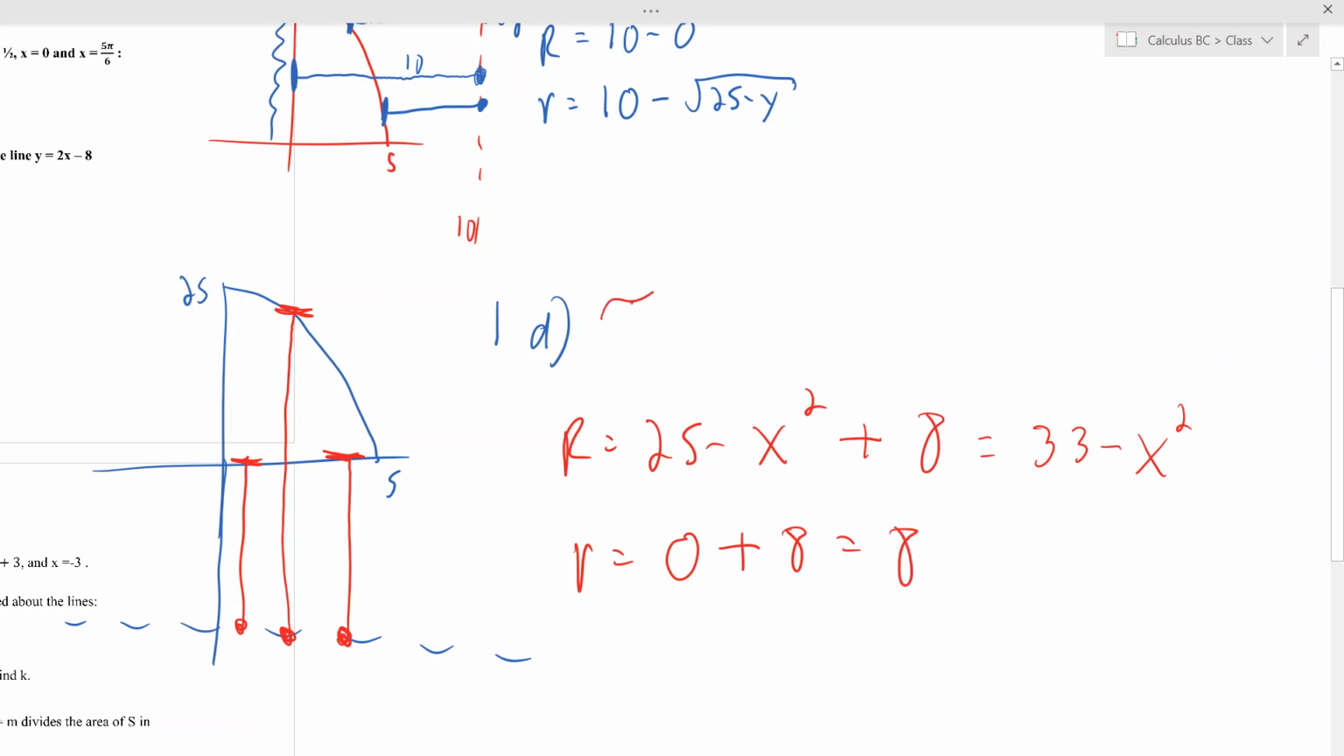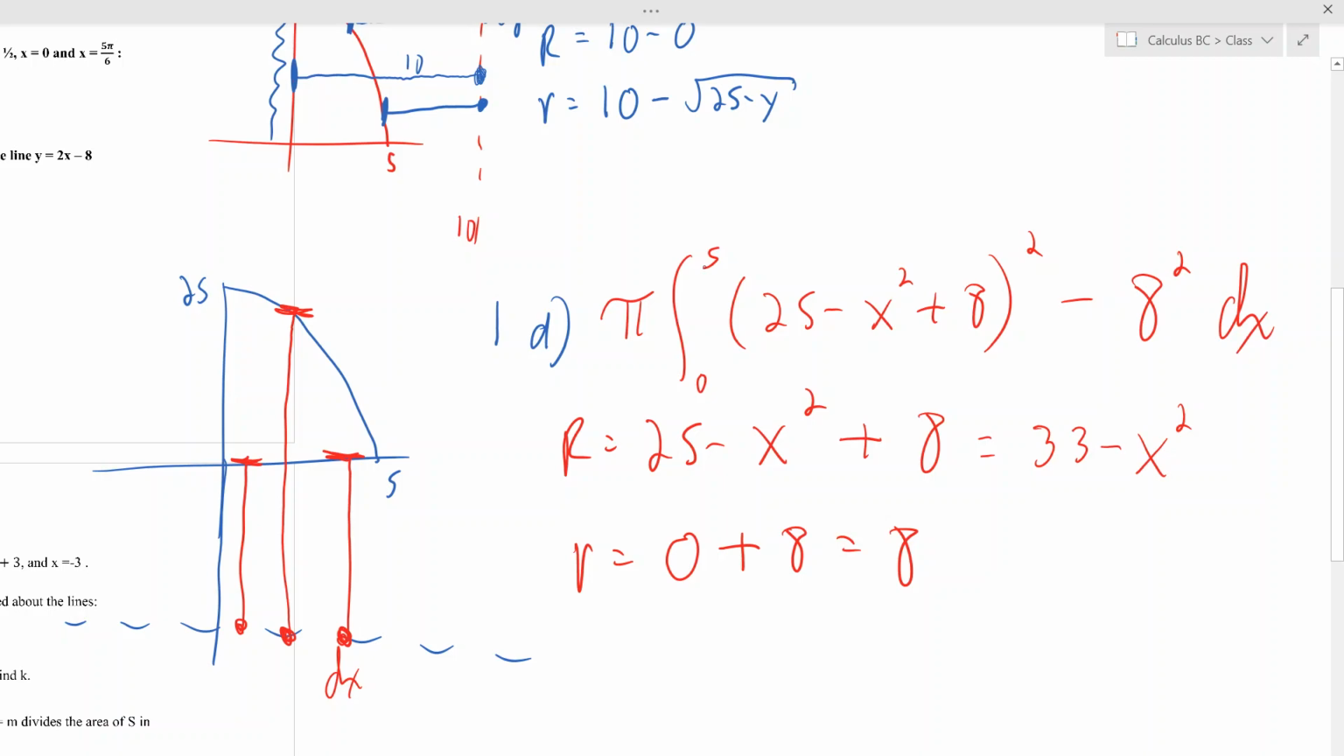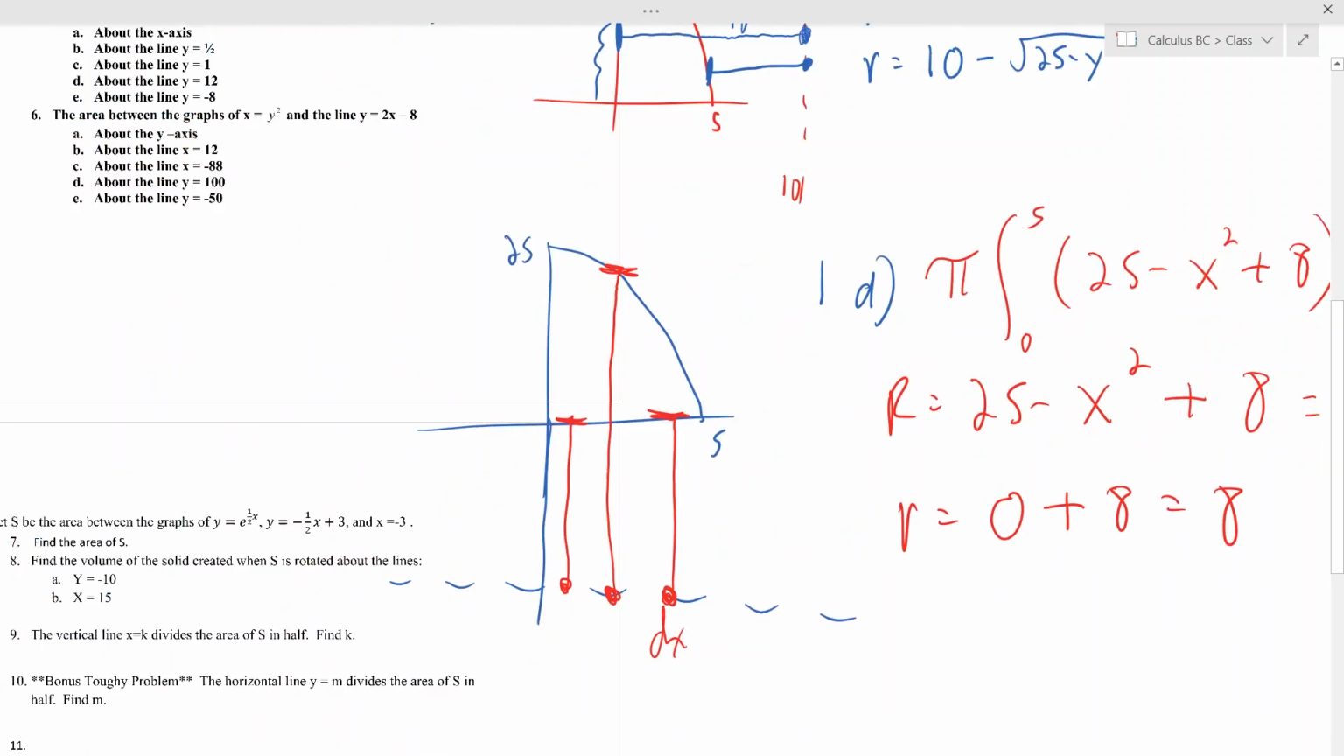So this is going to be pi times the integral of 25 minus x squared minus negative 8 squared. That's big R squared, right? So that's pi times big R squared minus 8 squared, that's little r. We're using x's because we're going around a horizontal line. Okay, and we're crushing x. When you draw your radii, you see that we're crushing down x, and that means x has to go from 0 to 5. All right, so that's number 1.